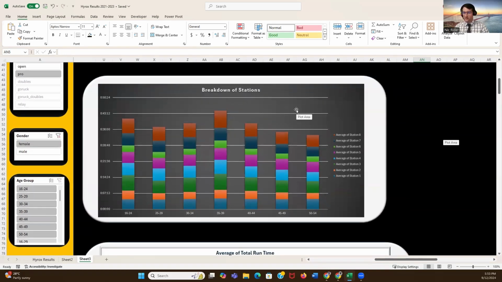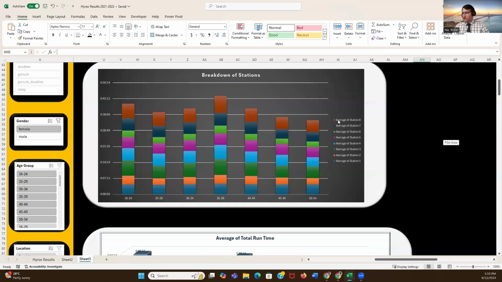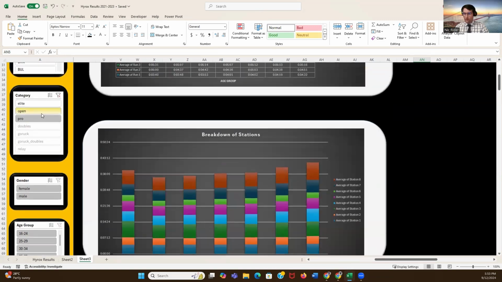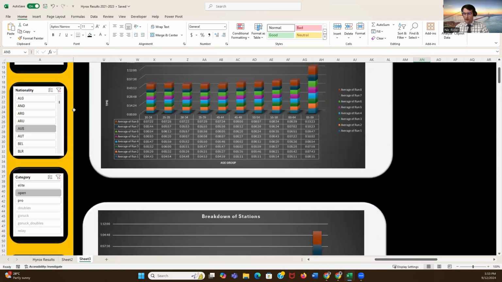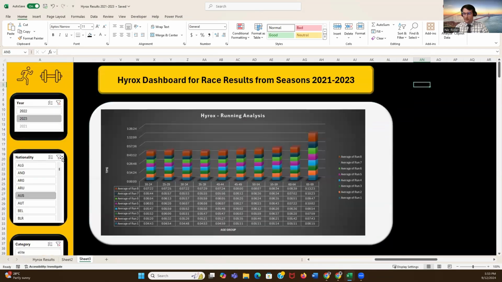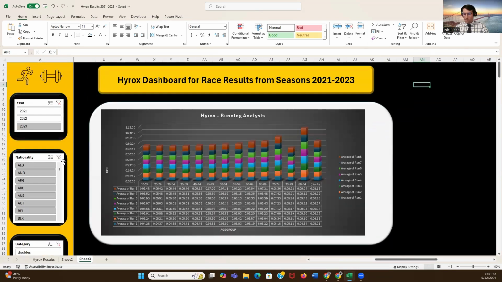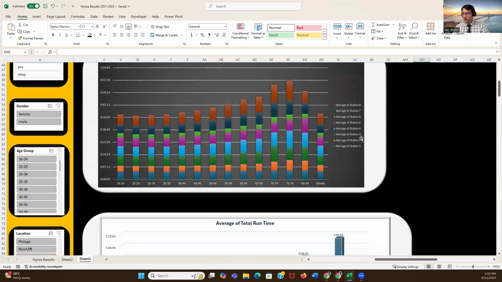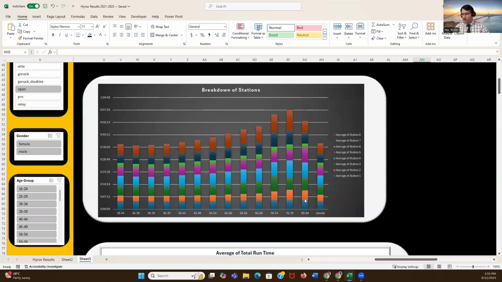Okay, so breakdown of stations next. These are all the different stations. I'm just going to go for a general look at this. We'll go with open. I need to wrap this up, otherwise we'll be going for too long. So I'm just going to go with all the athletes here in 2023. We've got 30 to 34, 35 to 39, 40 to 44.